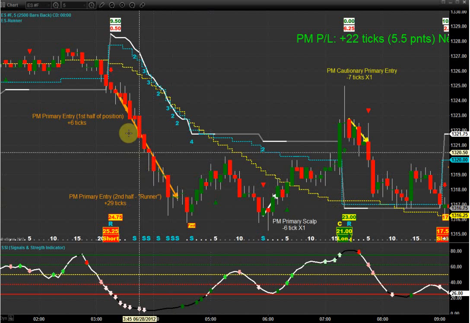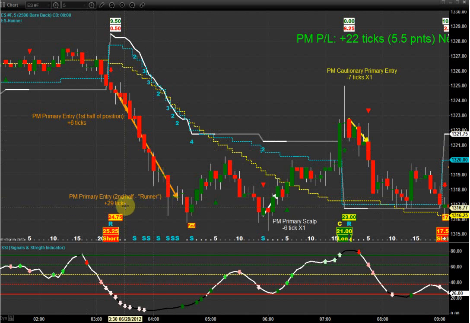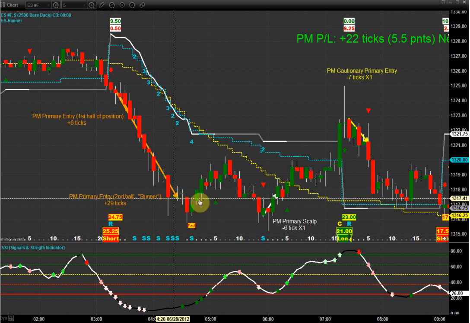Otherwise, it's very simple. Just let your runners run until right here at 4:25 in the morning, which is 1 candle before the 4:30 set of economic releases which came out, which are all very important and therefore reason to exit your trade. First entry made 6, second entry made 29 ticks.